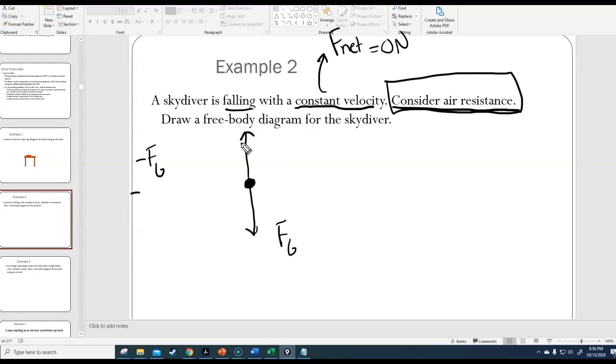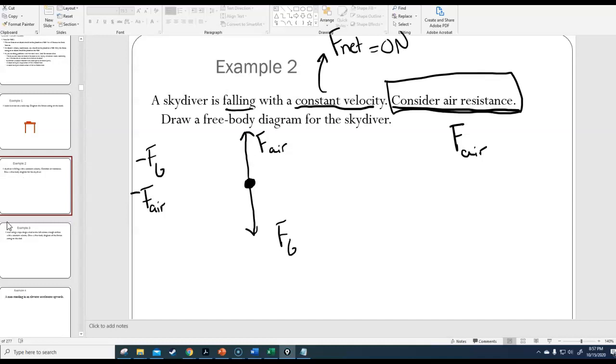Notice I draw an up arrow representing the same length, so when I add these two forces together, they give me a net force of 0. Now, what would I call that force? Well, it wasn't really on my list, so I'm just going to call it, let's see, what makes sense? F air for air resistance. And there we go. That is my FBD. Alright, let's do a few more quick examples.